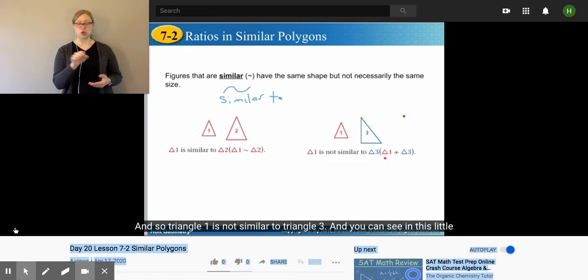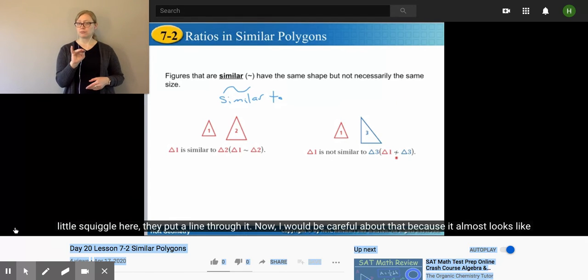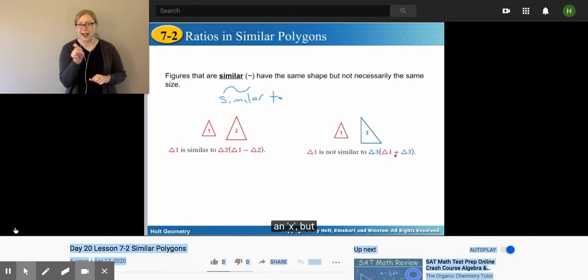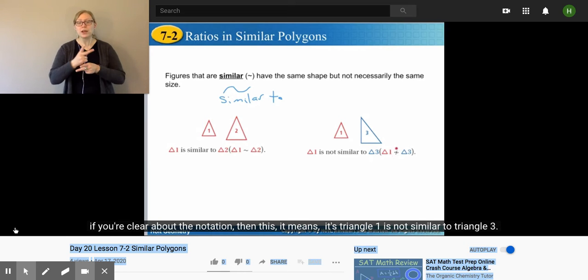And you can see in this little squiggle here, they put a line through it. Now, I would be careful about that because it almost looks like an X, but if you're clear about the notation, then this would mean triangle one is not similar to triangle three.